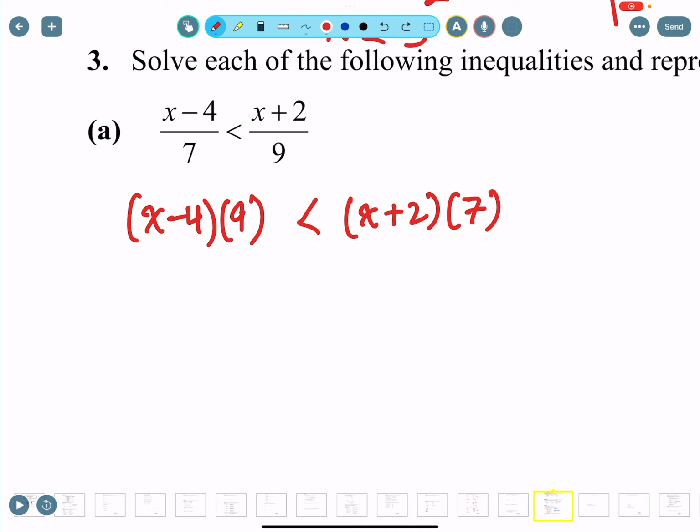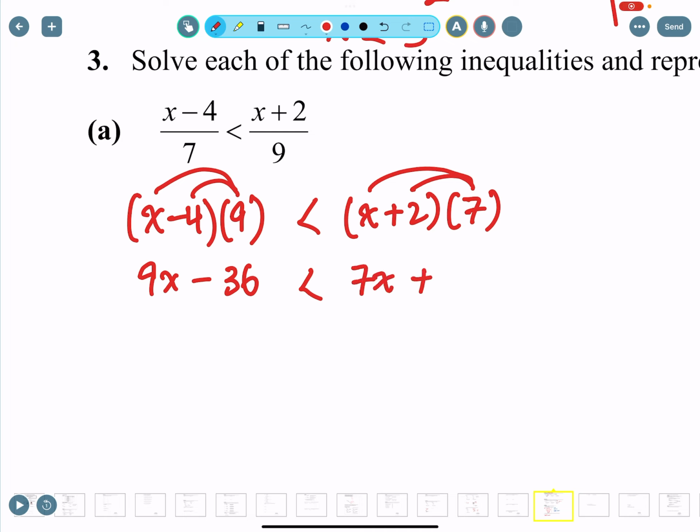Now what we're gonna do here is rainbow method, something you learned long ago. Rainbow method this way. 9 times x, 9x. 9 times -4, -36. x times 7, 7x. 2 times 7, 14. Put all the x on the left side. 9x minus 7x.